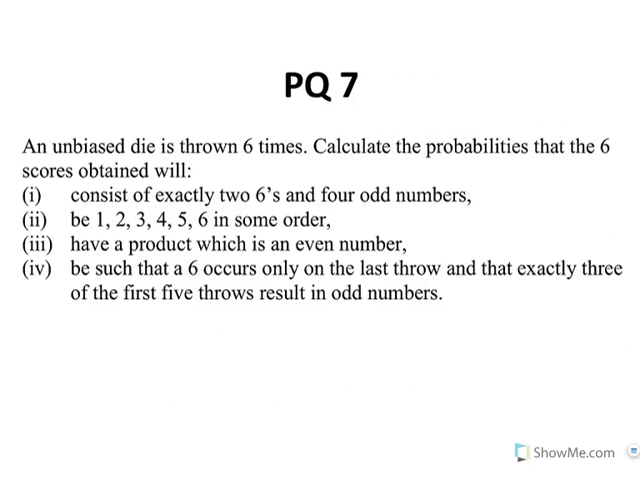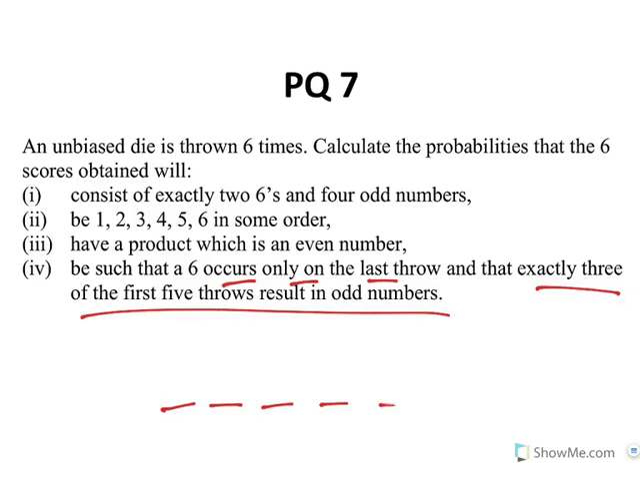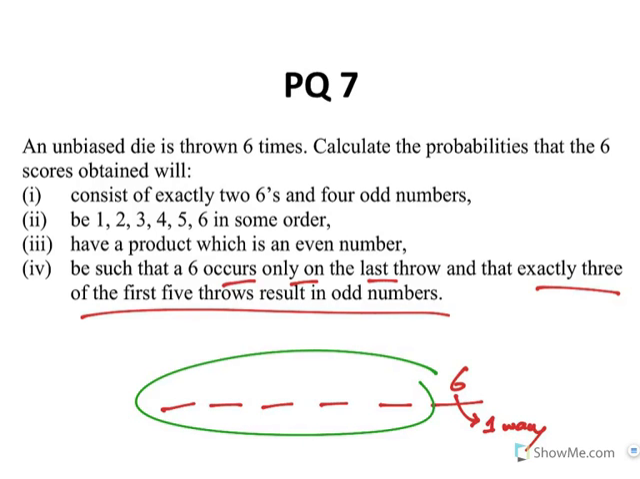Okay, and part 4, it'll be such that a 6 occurs only on the last row, and exactly 3 of the first 5 rows result in odd numbers. So 1, 2, 3, 4, 5, 6. This one has to be the number 6. How many ways can this happen? There's only one way. It has to be a 6. And over here, 3 of the first 5 rows result in odd numbers. So out of the first 5 rows, we are looking at odd numbers happening 3 times.